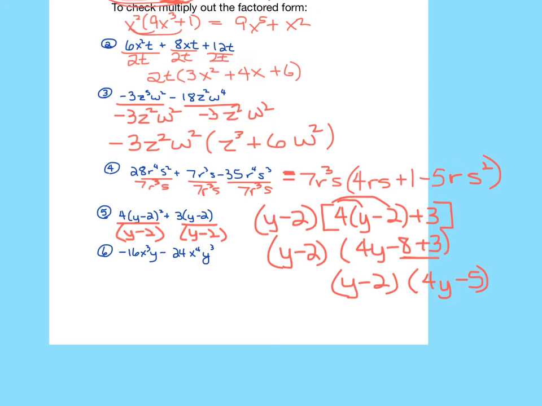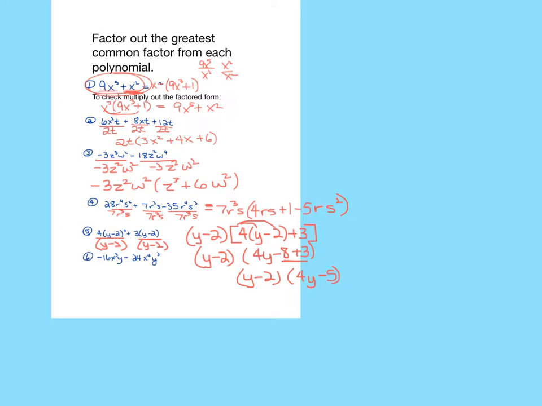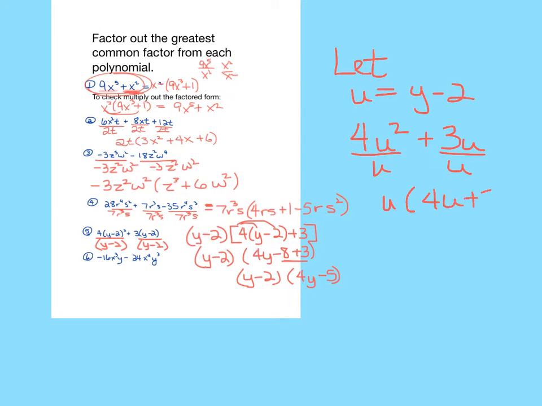So another technique to do this one is when your greatest common factor is a binomial, you could start out by saying, I'm going to let u equal y minus 2. And then I'll rewrite the problem as 4u squared, because I've taken out the y minus 2, and then I can factor it this way. It works this way also. Then my greatest common factor here is the letter u, and then I'll do u, and then I'm left with 4u plus 3.